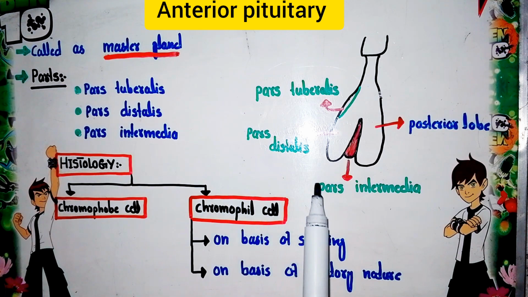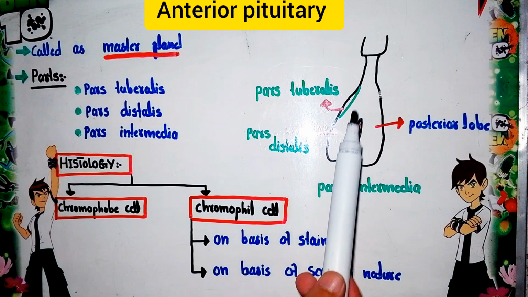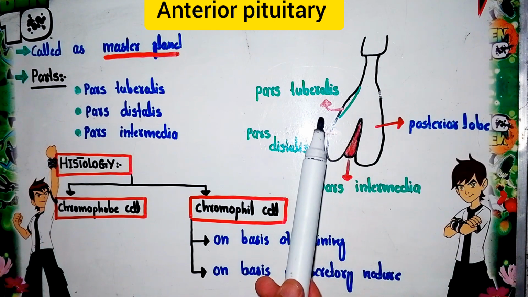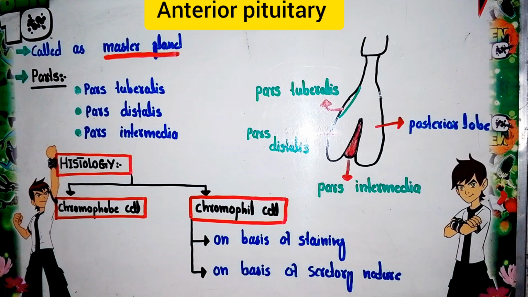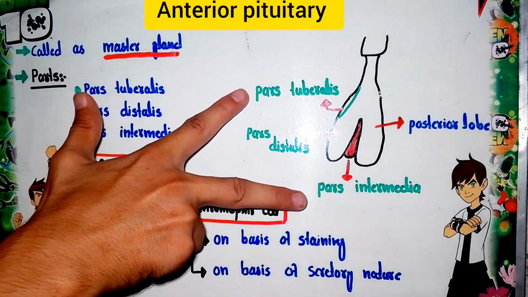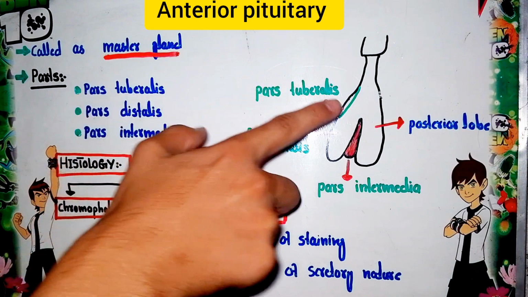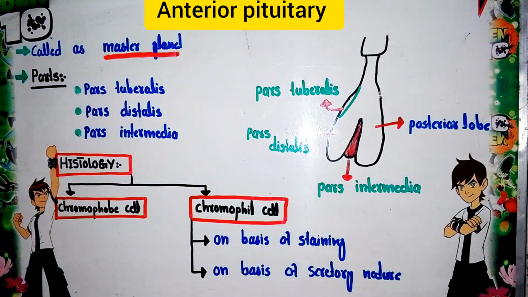And the third one is pars intermedia. It is a thin layer that separates the anterior pituitary from the posterior pituitary. In humans, there is no real concept of the intermediate lobe, as the intermediate lobe is rudimentary in humans. So mainly there are these three parts included in the anterior pituitary.